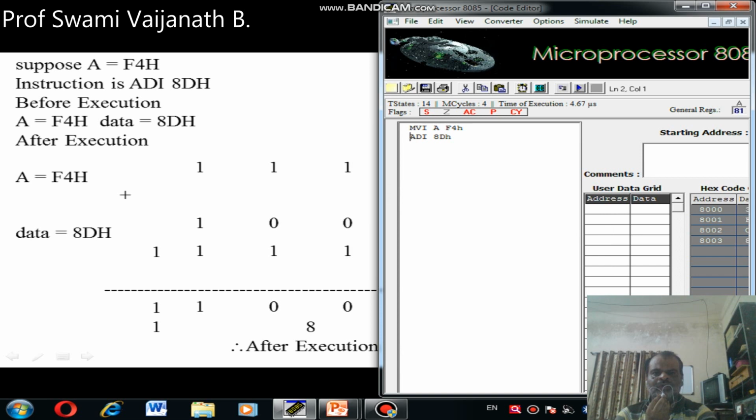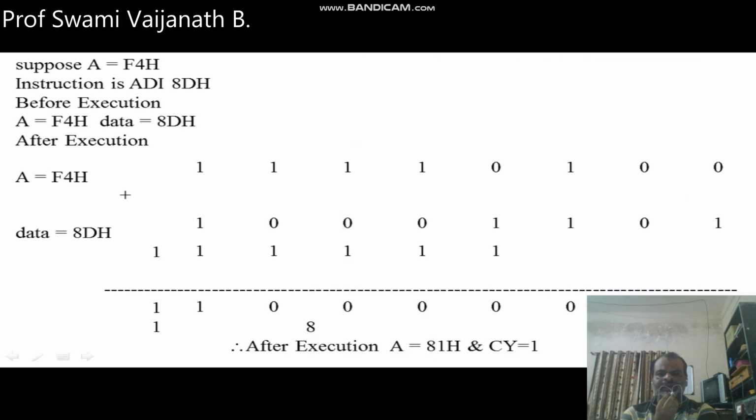Then how are flags affected? See here S is equal to 1, Z is equal to 0, auxiliary carry is equal to 1, parity is equal to 1, carry is equal to 1.